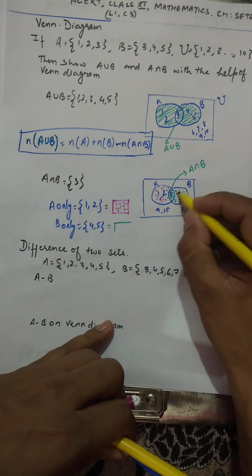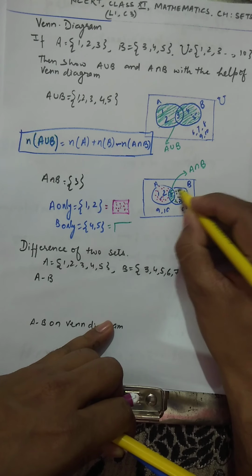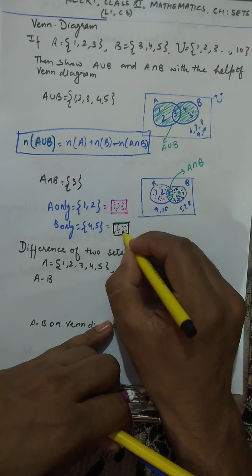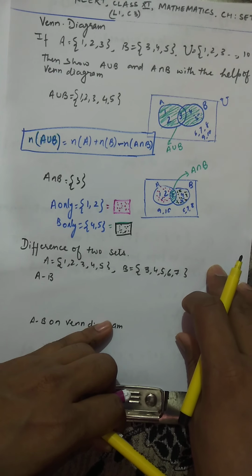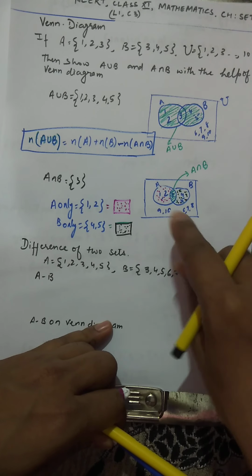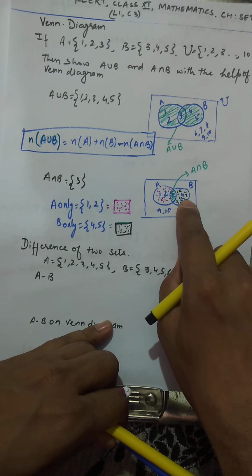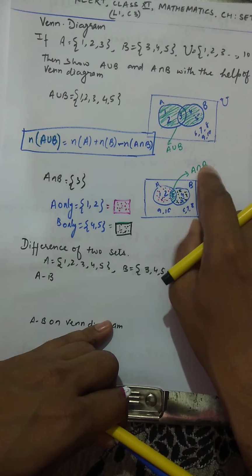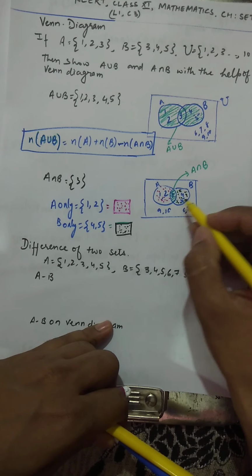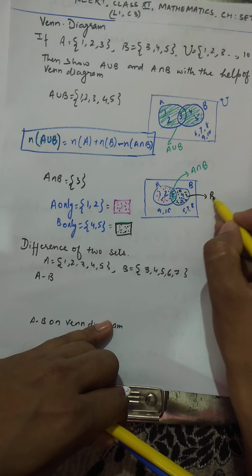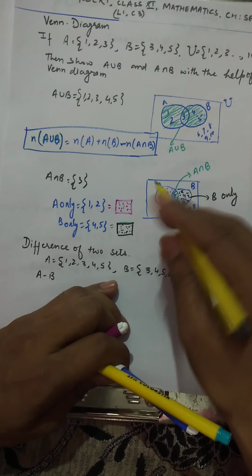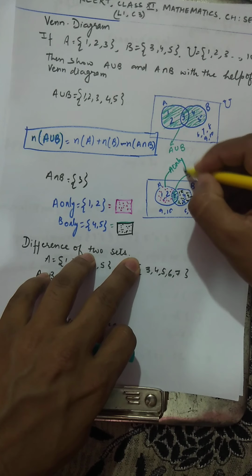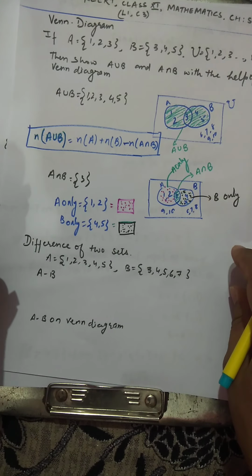So this is your B only area, and this B only can be shown on the Venn diagram with the help of this. So this is very, very important to understand all the concepts. This part is called A only, this part is called B only, and this is A intersection B. This portion is B only, and we'll use this color. This is A only, and now the last thing is left.